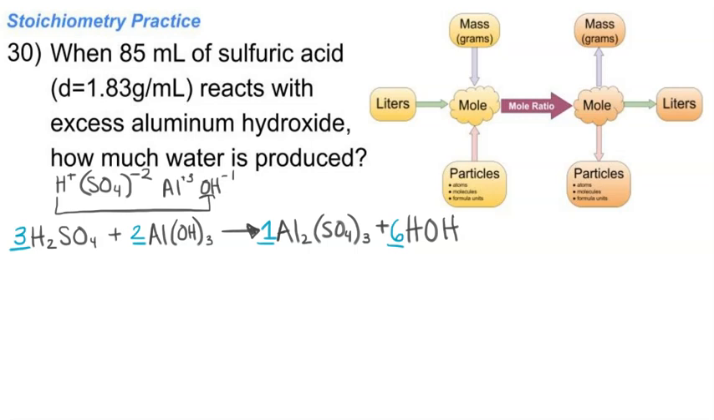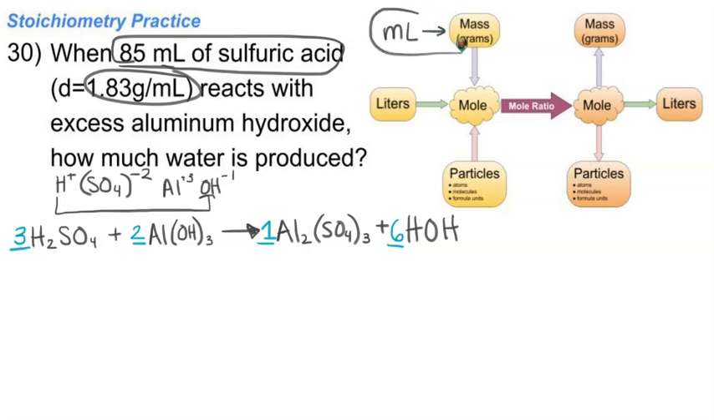So I'm starting with 85 milliliters of sulfuric acid, which isn't even on my chart, but I know that I can use my density value to convert my milliliters to grams. So I'll convert my milliliters to grams, so I'm kind of starting up here on my chart, and then it says how much water is produced. So I know it's a different substance, but it doesn't specify a unit, so I'm going to go to the closest thing, which is moles of my other substance.